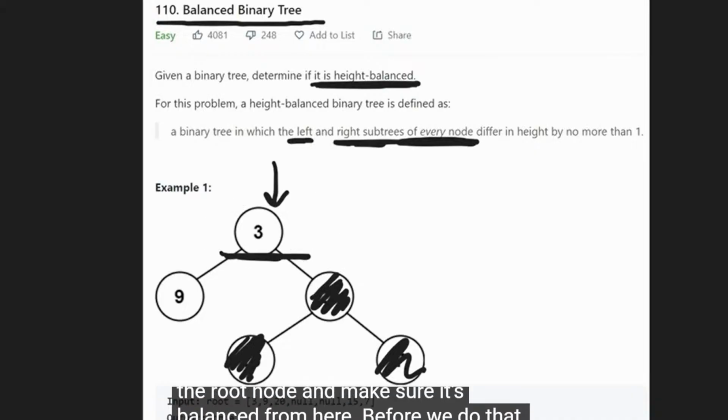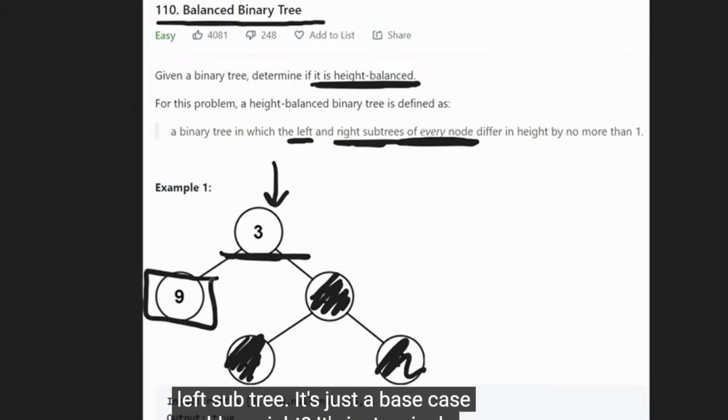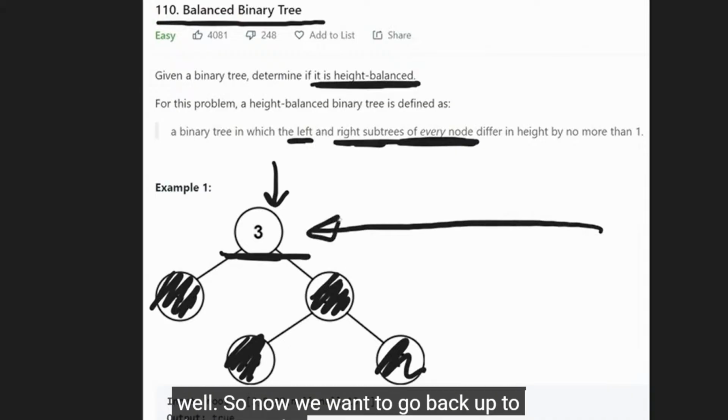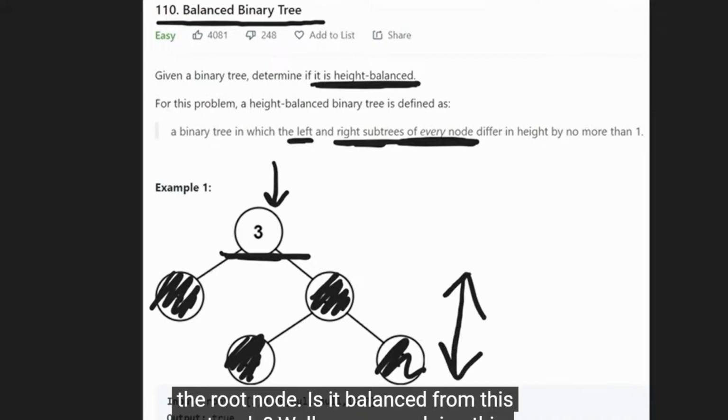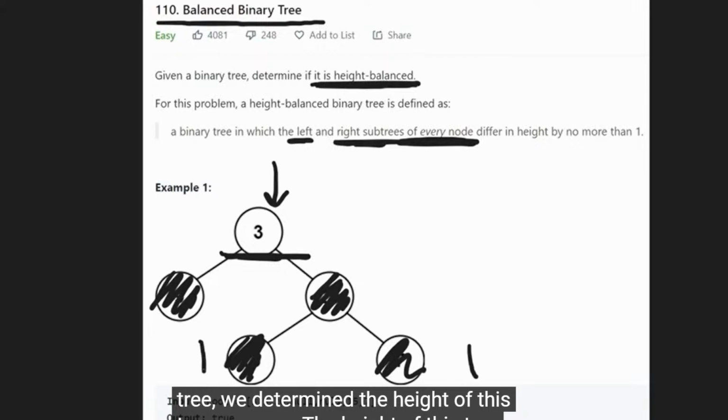Before we do that, we have to solve the subproblem on this left subtree. It's just a base case problem, right? It's just a single node, so we know it's balanced from here as well. So now we want to go back up to the root node. Is it balanced from this root node? Well, as we are doing this, right? As we were doing this right subtree, we determined that the height of this tree was 1. The height of this tree was also 1, right?